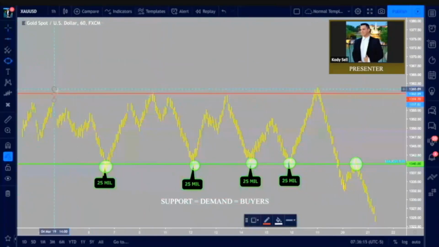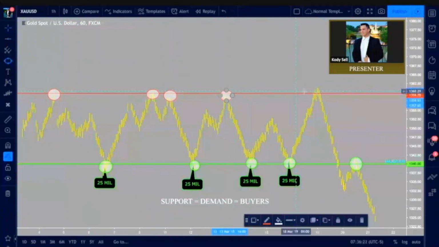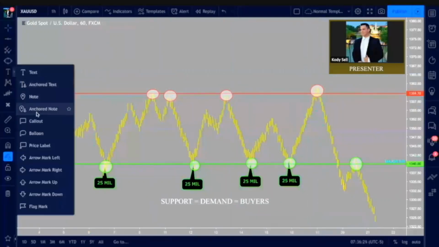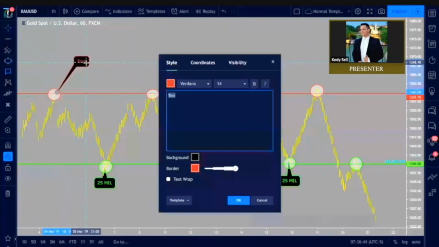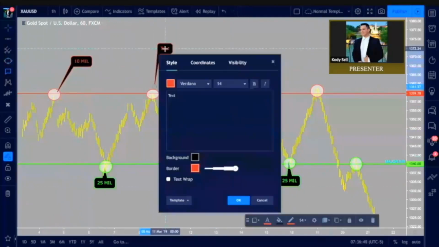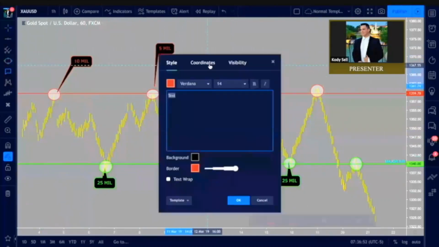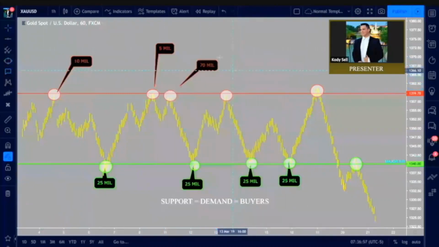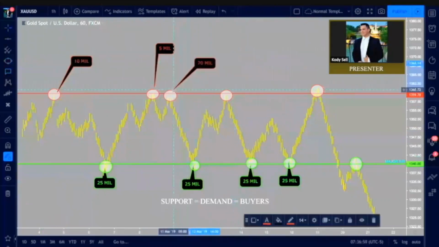We've got sellers here, sell orders filled here, here, here, and here. How much? Who knows? Doesn't matter. This could be 10 million, this could be 5 million, this could be 70 million. It doesn't really matter. What matters is that you understand the concept of what's going on here. You don't need to know the exact amount.